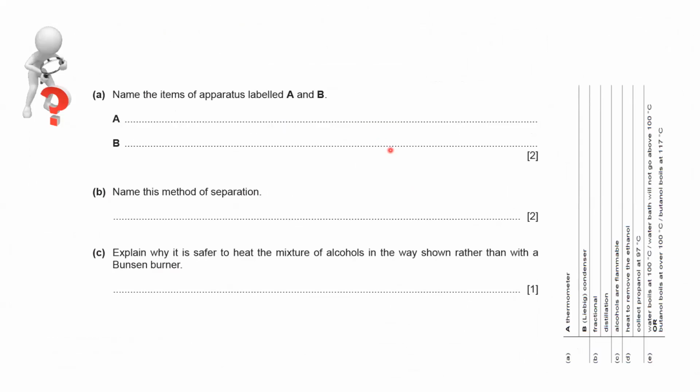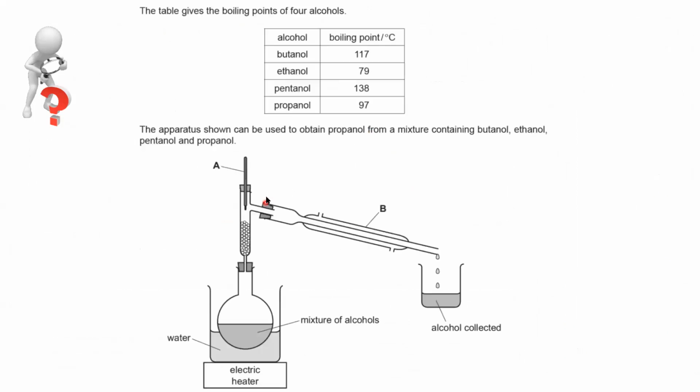So I will share this part with you. You can memorize the apparatus. So the first one, the table gives different boiling temperatures: butanol, ethanol, pentanol, propanol. The apparatus shown can be used to obtain propanol from a mixture containing butanol, ethanol, pentanol, and propanol. What is this technique? Which technique is used here?